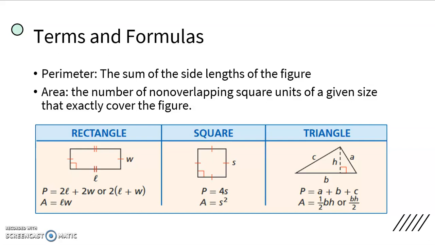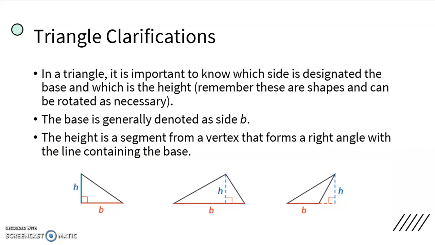Okay, so let's take a little bit of a closer look about what's going on with that height. When you're working with triangles, it's really important to know which side is the base and which side is the height. Because remember, these are shapes, and I can turn it on its side and it's still the same shape. So when you're using the area formula, it's really, really important to designate which sides those are. When they give you the measurements for a triangle, anything that's labeled as B, side B, is going to be the base for that triangle. Okay, so if they ever give you a B equals some number, use that as the base for your triangle.